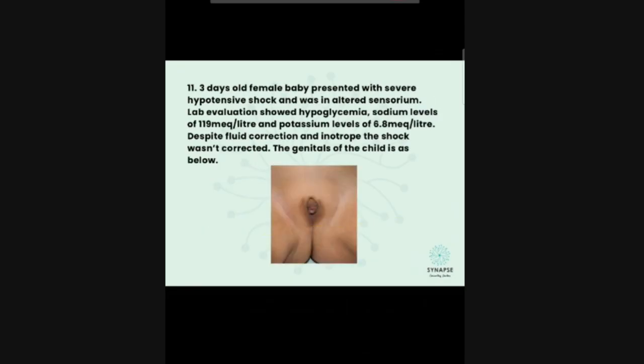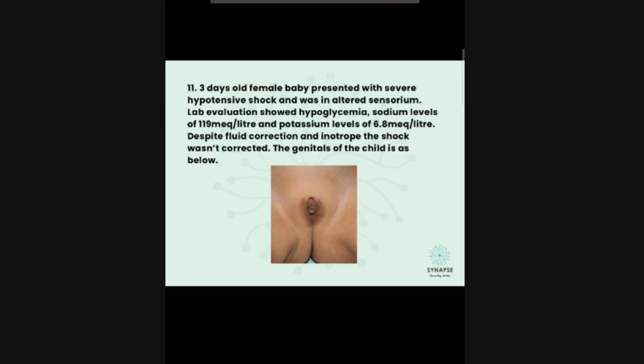Okay. Next question. A very repeatedly asked question in all exams, in NEET exam, any set exams, for any quiz. Everywhere this question is being asked. A 3 days old female baby presented with severe hypotensive shock and was in altered sensorium. The lab evaluation showed hypoglycemia, sodium level of 119 milliequivalents per liter, potassium level of 6.8 milliequivalents per liter. Despite fluid correction and inotrope, the shock wasn't corrected.